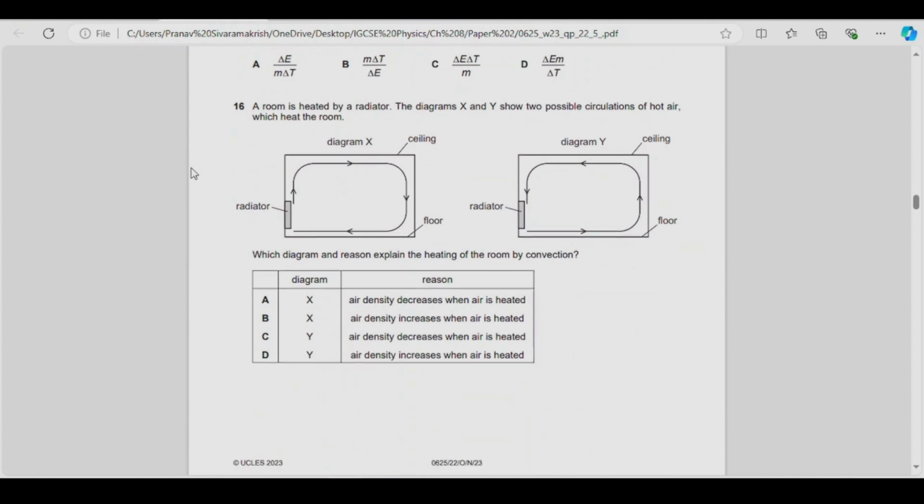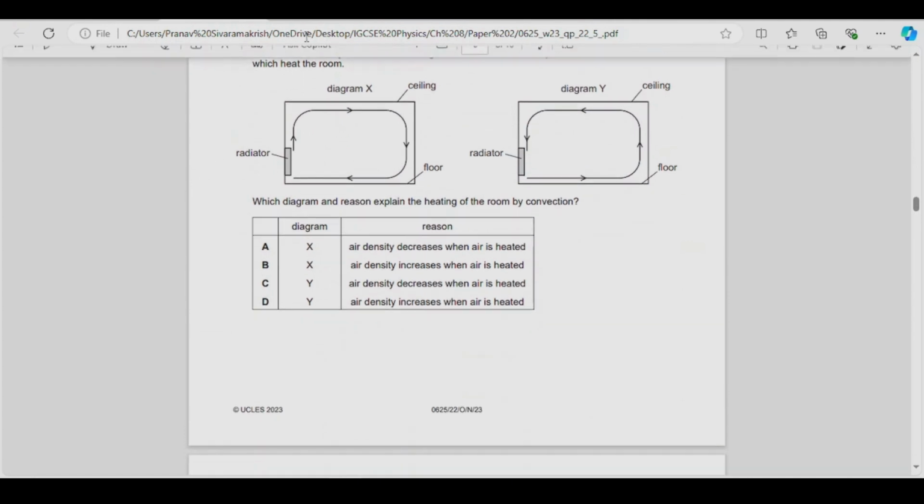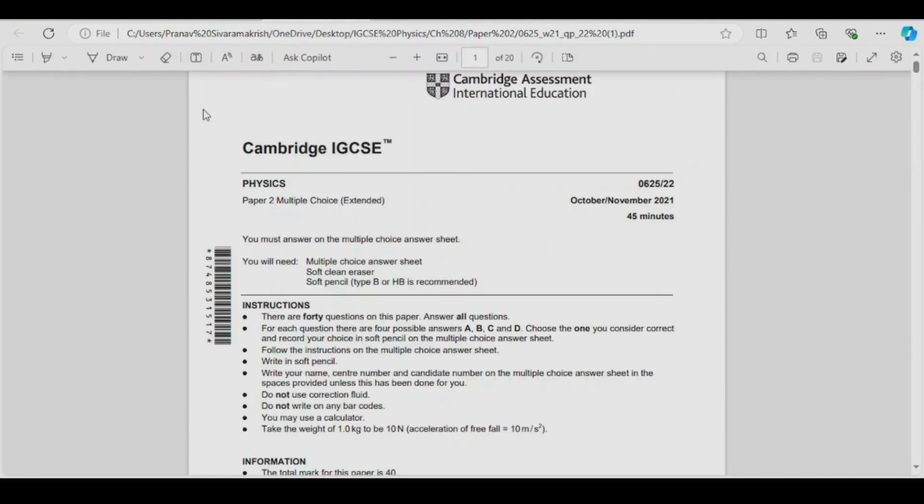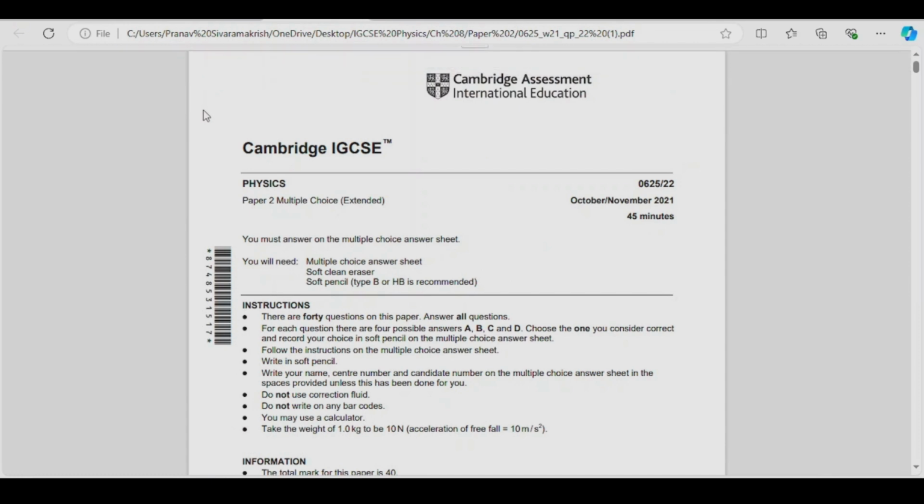So if I go down, I can't see any more questions. So let's move on to the next paper. Now here we have October/November 2021, variant 2.2.